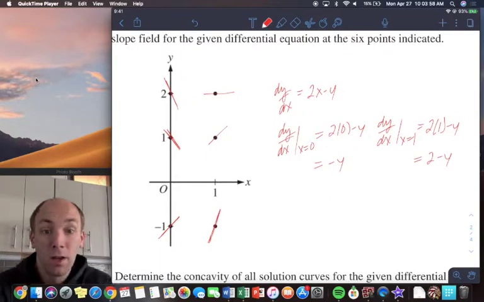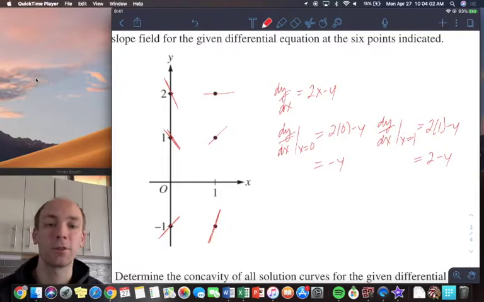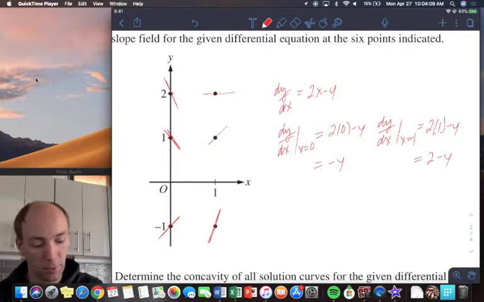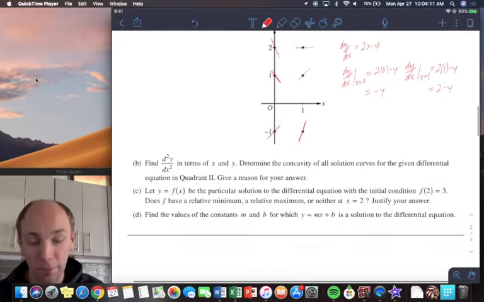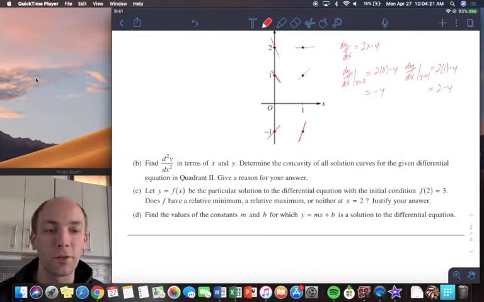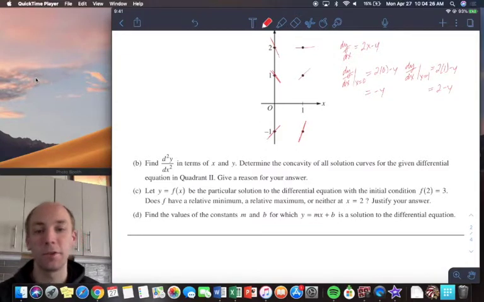Okay? That's your slope field, just plugging in the points into the derivative. And try and do those systematically to save you a little bit of time, otherwise you're going to have to plug in each of those individually, which would not be ideal. Okay? Part B, find d squared y over dx squared, which is just the second derivative, in terms of x and y, and determine the concavity of all solution curves for the given differential equation in quadrant 2, and give a reason for your answer.